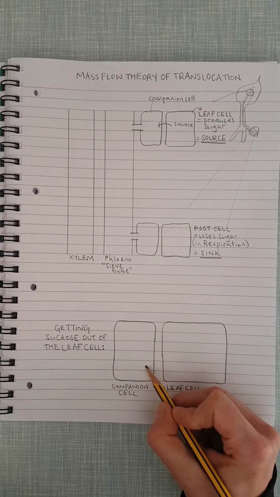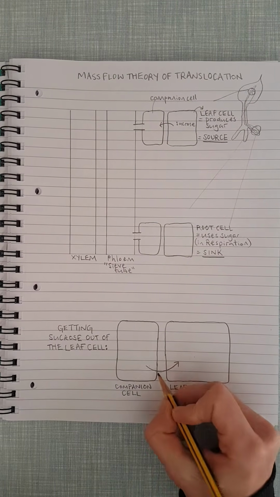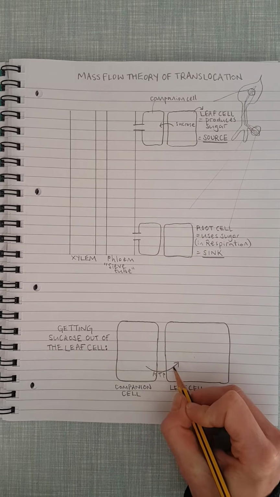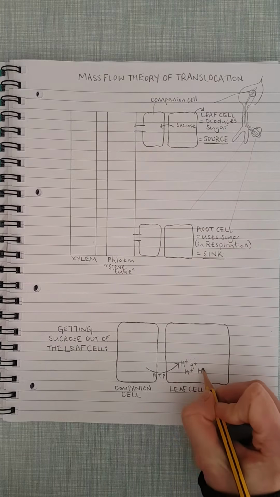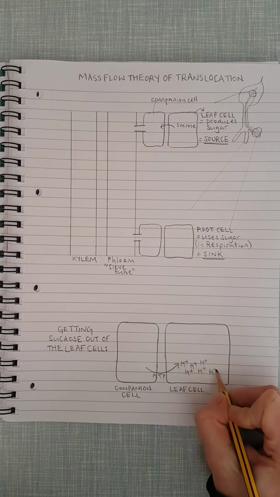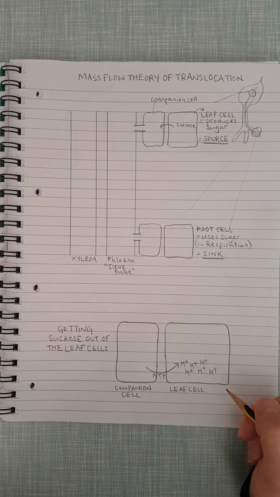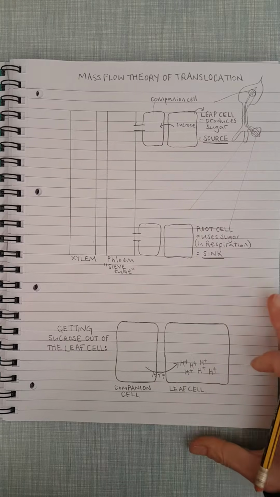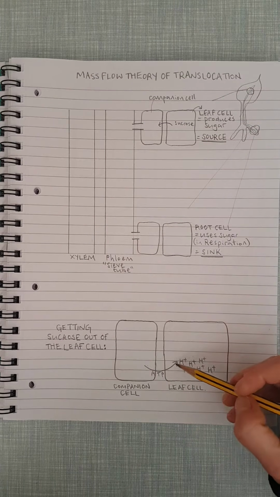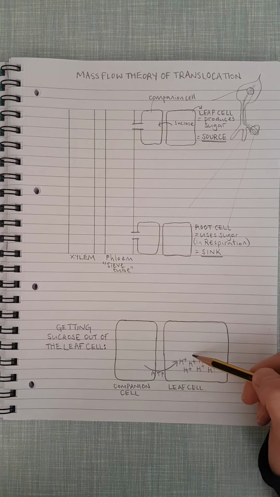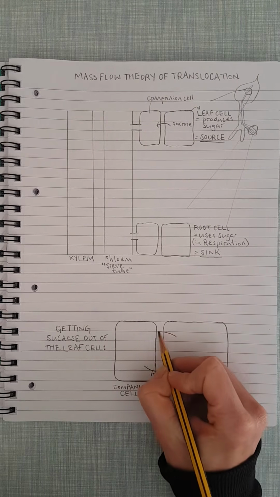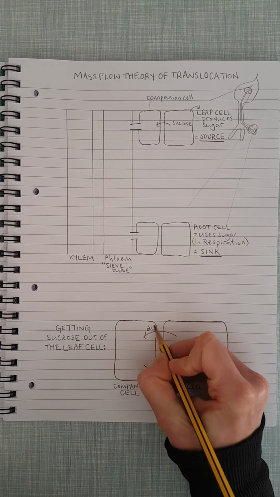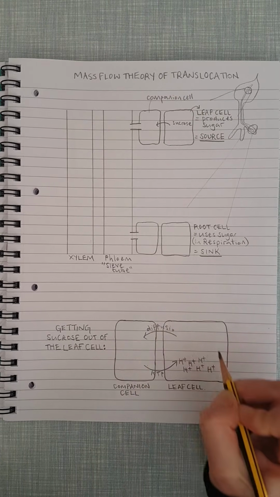Okay, so first of all, what has to happen is, using ATP, so this would be active transport, the companion cell has to transport lots and lots of hydrogen ions into the leaf cell. And you might be thinking, why are we now talking about hydrogen ions when we should be talking about sucrose? Well, it will connect up in a minute. What we now have is a very high concentration of hydrogen ions in the leaf cell. And so the hydrogen ions will tend to want to diffuse back into the companion cell.